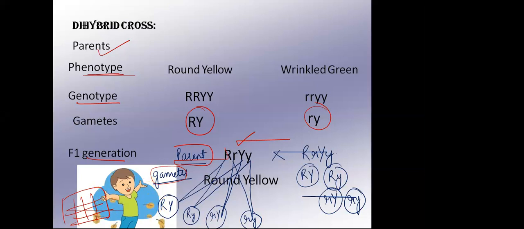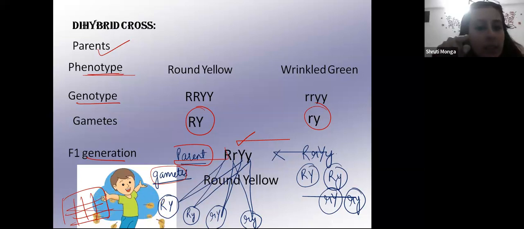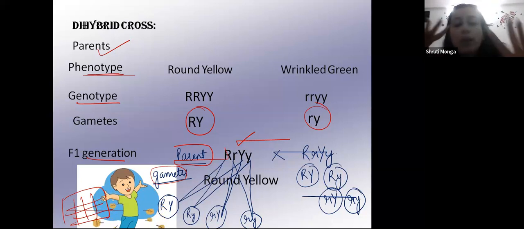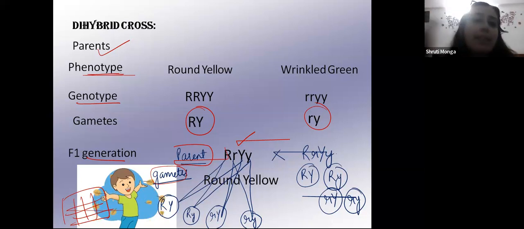Ma'am, so from the F1 generation parents, the RY and R capital Y small, those are the gametes, right? Like which I have made in a circle. Yeah, these are the gametes. We need gametes for the reproduction to take place. So what sort of gametes are these parents contributing, that I have written. Okay.